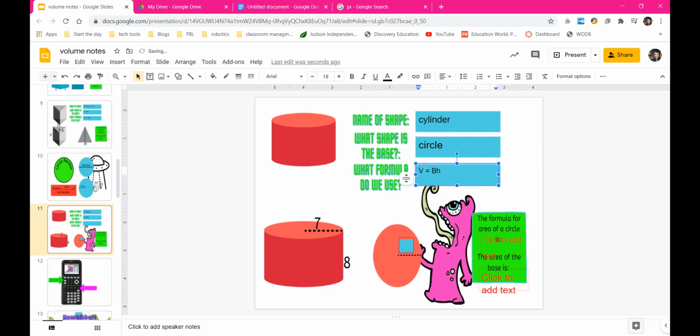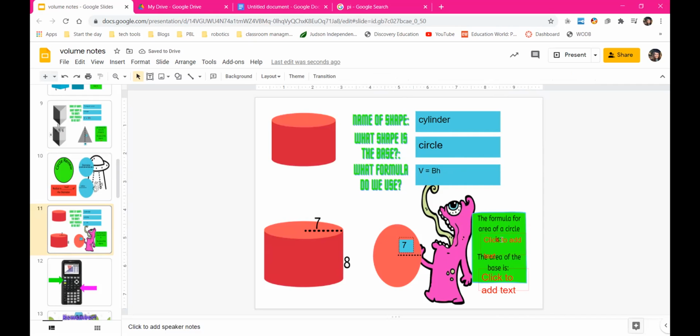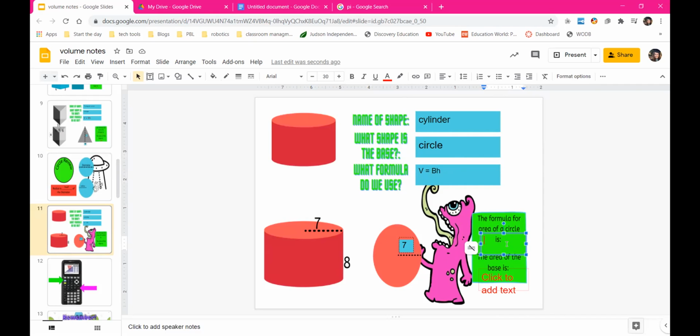It's almost like Miss Ray knew what she was doing, and she put all the ones that use the same formula grouped together so that you could get lots of practice. Almost like I knew what I was doing. So our base here has a radius of 7. Remember, radius just goes halfway to the middle. So our formula for area of a circle.